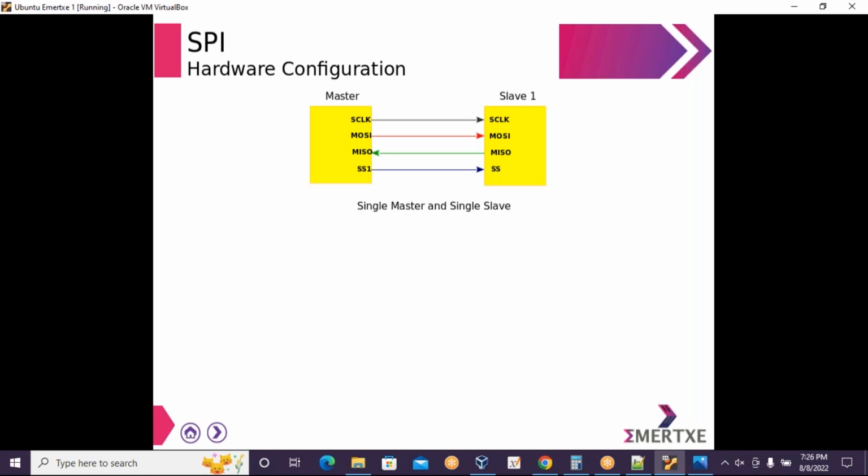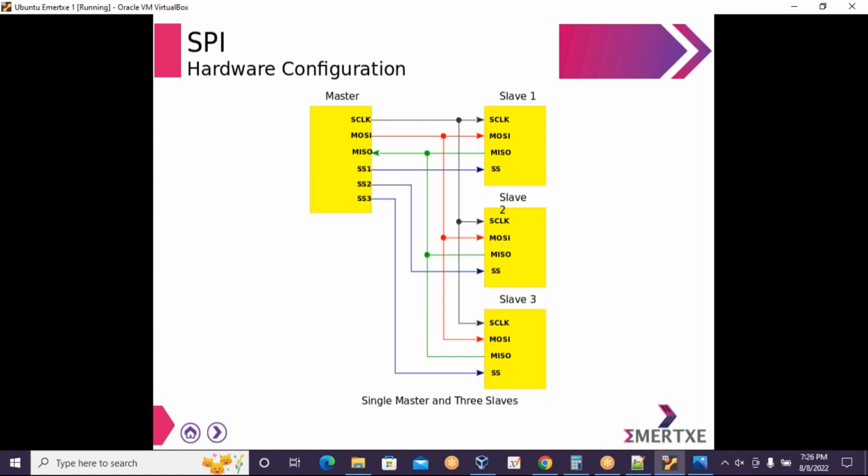There are many devices who can act as a slave, and if you see the interface, this is how the interface will actually be present. Can you tell me how many slaves we have in this configuration? Yes, we actually have 3 slaves. This is a single master multiple slave example. There is a single master, and we have got 3 slaves.